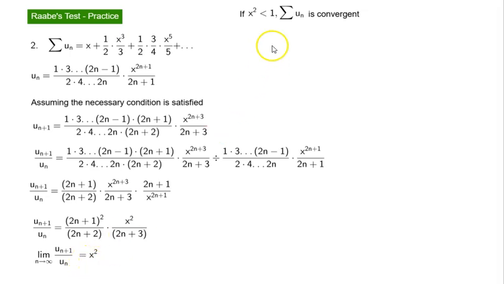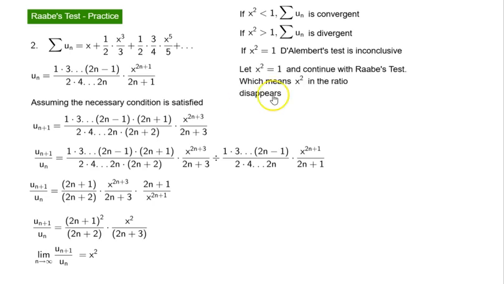If x squared is less than 1, by D'Alembert's test or ratio test, the series is convergent. If it is greater than 1, then the series is divergent. But what happens when x squared is equal to 1? Then the ratio test or D'Alembert's test is inconclusive. So now we have to figure out this part of the series, when x squared is equal to 1, whether it converges or diverges.